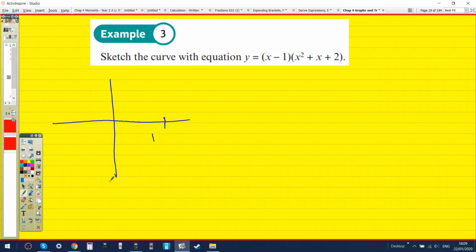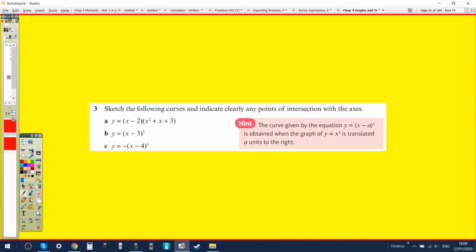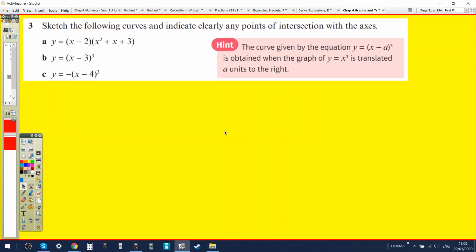Y-intercept? 0.75. No. Why? Oh, -2. Yeah, -2. And so this is going to make a cubic that looks something like that. That's it. There you go. Okay. So let us try. Let me think about this.